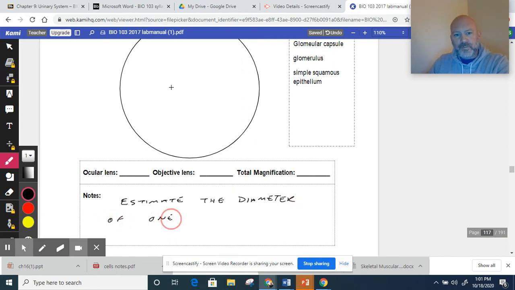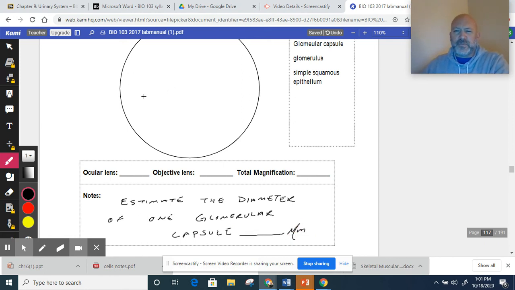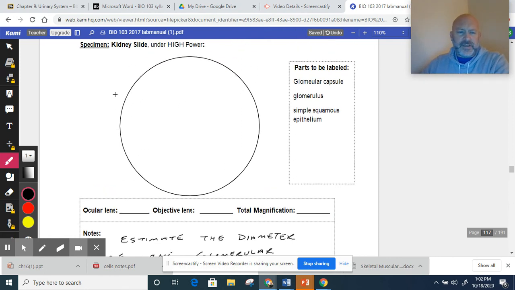One glomerular capsule. And of course, I want this answer, as always, in micrometers. Some of you have been giving me on the lab exams measurements in millimeters. No bueno. So let me pause the video. I got to pull up the PowerPoint that shares this microscopic image with us. So I'll be right back.